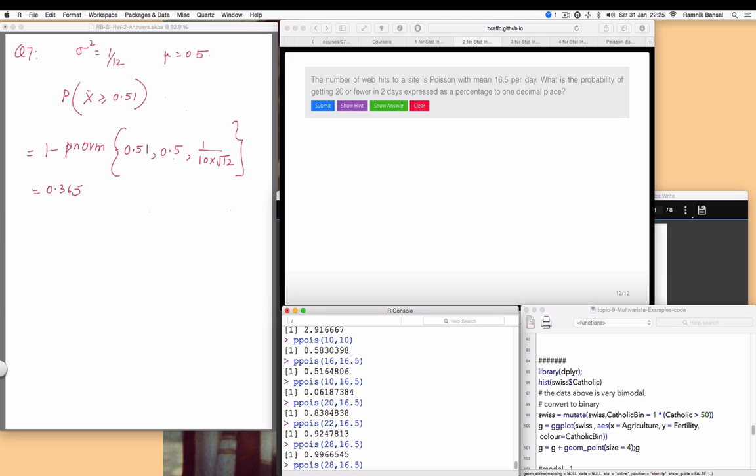In a day. The mean was for a day, 16.5 per day, so it's the same unit. Both of these parameters, q as well as lambda, should be of the same unit.